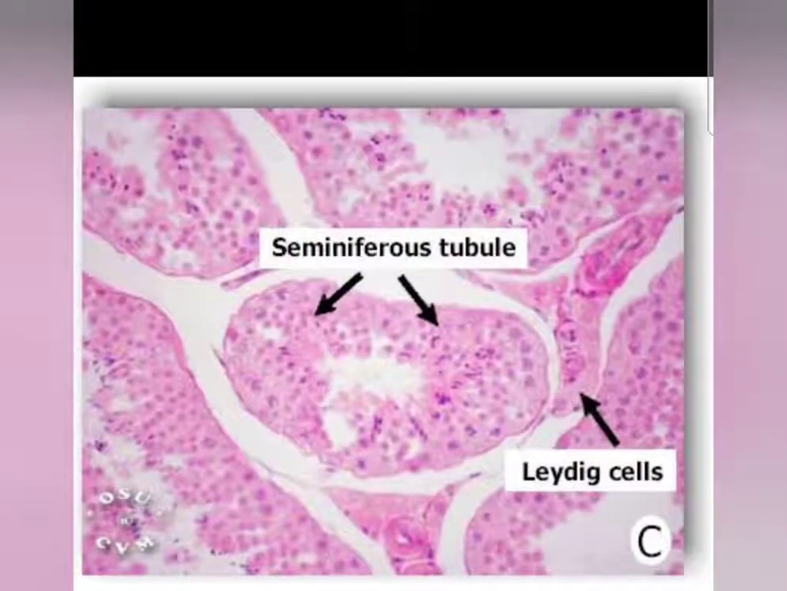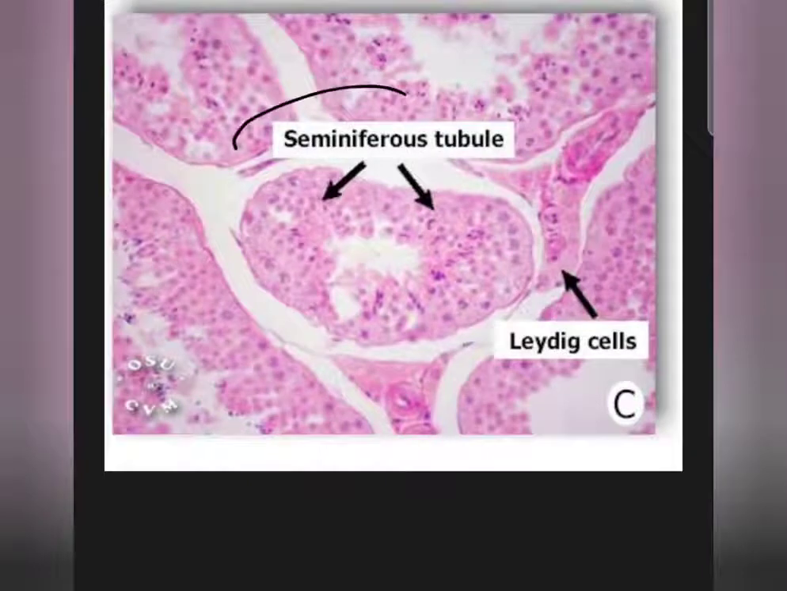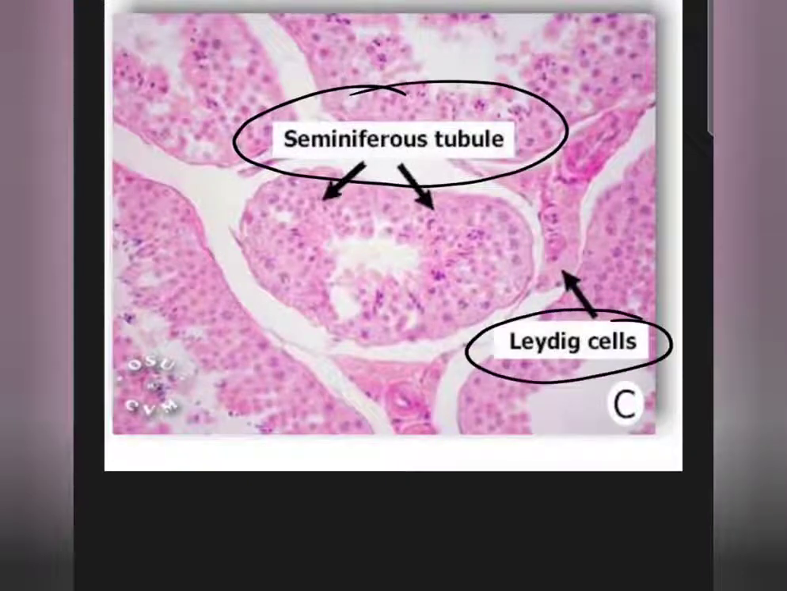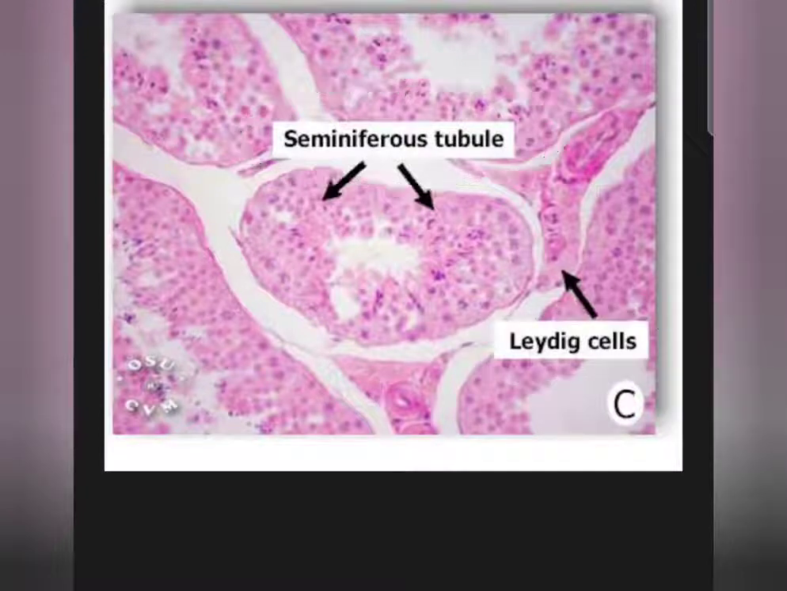So students, this is the cross-sectional view of testes, which is very important to understand the histological structure of testes. The whole histological structure of testes, that means the tissue of testes, is made up of two types of cells. The first one is the seminiferous tubule, and the second one is the Leydig cells. So first we will obviously talk about the seminiferous tubules in detail.